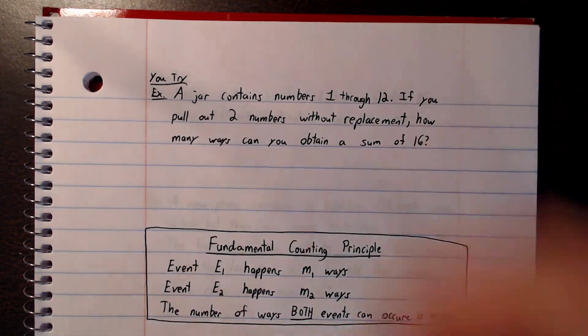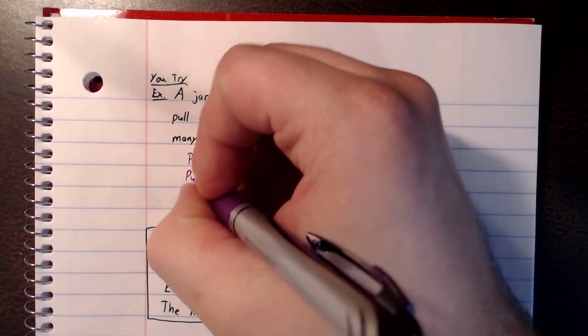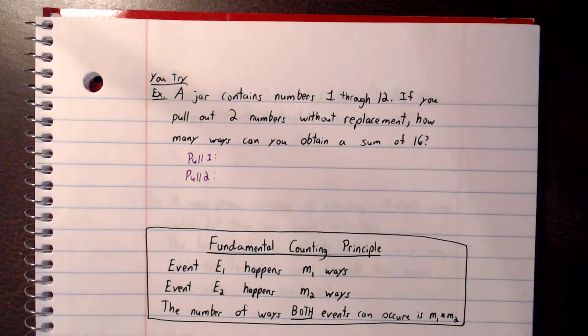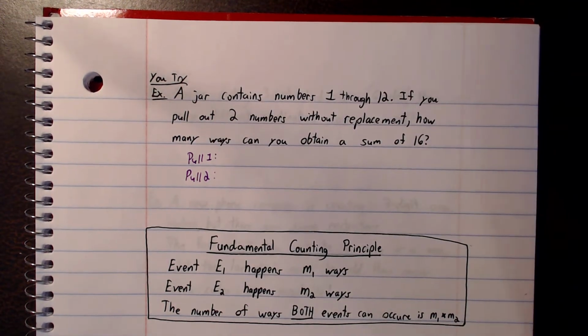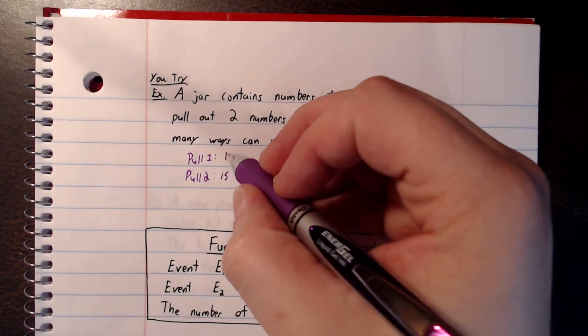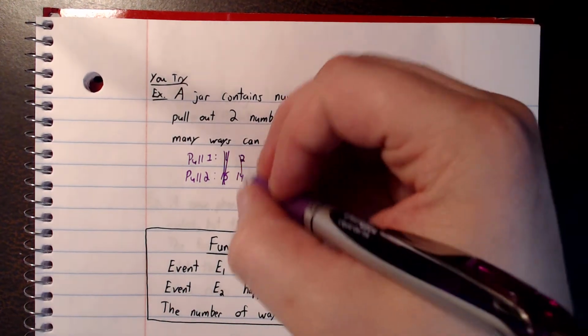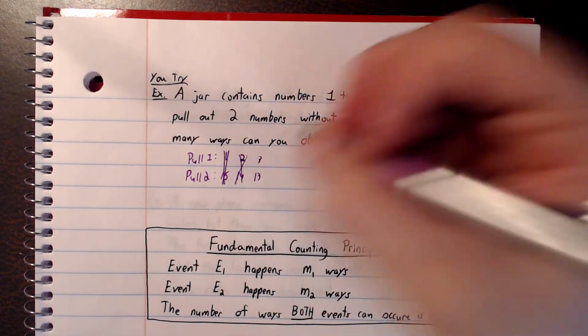All right. We've got pull 1 and pull 2. Remember, there's no replacement, so we can't have any repeats. If I pull out, let's see, I can't pull a 1 because I would need 15. That doesn't work. I can't do a 2 because I would need 14. That doesn't work. Can't do a 3 because that would be 13.